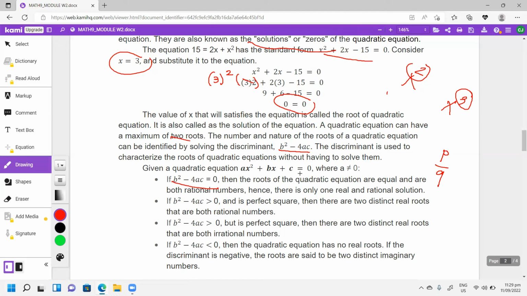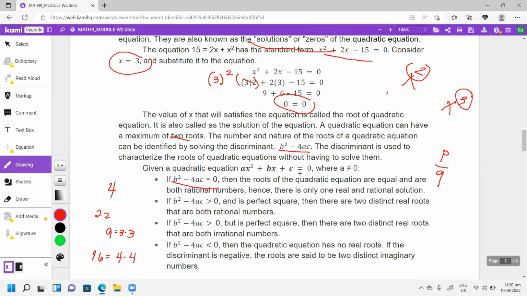Next, if b squared minus 4ac is greater than 0 and is a perfect square. When you say perfect square, for example, 4 is a perfect square because 4 is 2 times 2. Also, 9 is a perfect square because 3 times 3. 16 is also a perfect square because 4 times 4. So again, if b squared minus 4ac is greater than 0 and is a perfect square, then there are two distinct real roots that are both rational numbers.